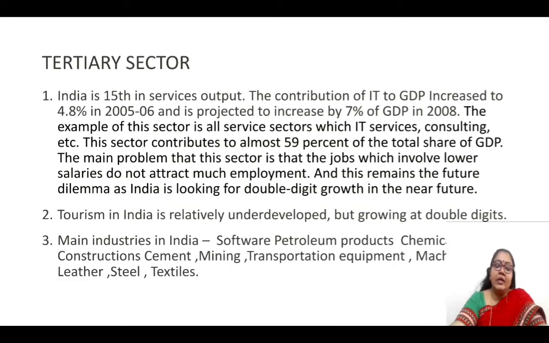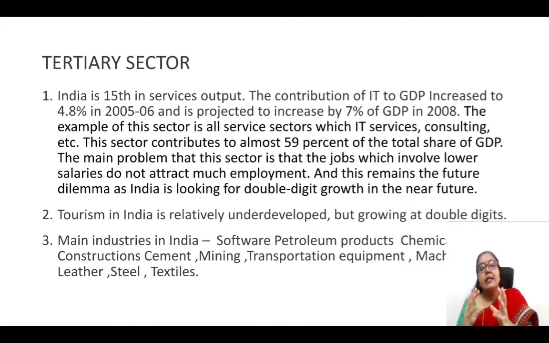The third one is your tertiary sector. Here, India is 15th in terms of services. So what exactly contributes to services? It is all those activities other than your agriculture and your finished goods or industries. It includes your services. It is basically your transport, banking, insurance, hospitality, all these aspects, your IT sector, your BT, all these contribute to your tertiary sector.